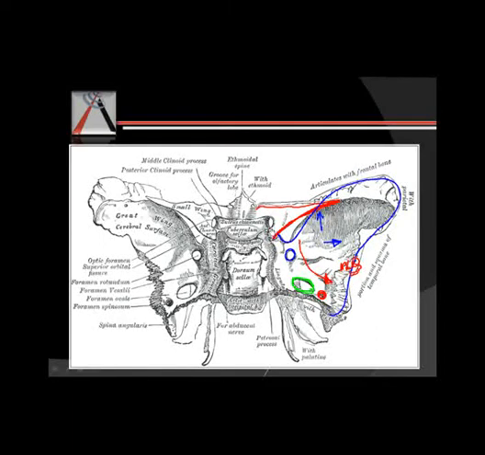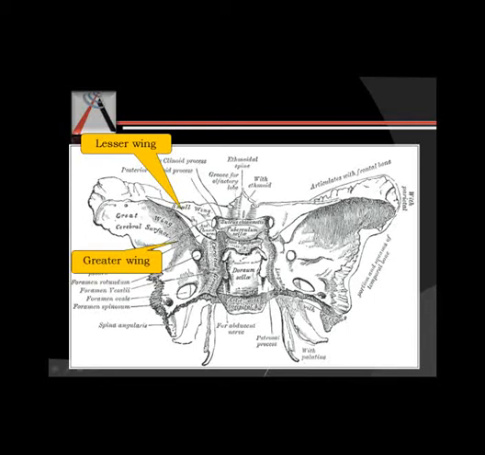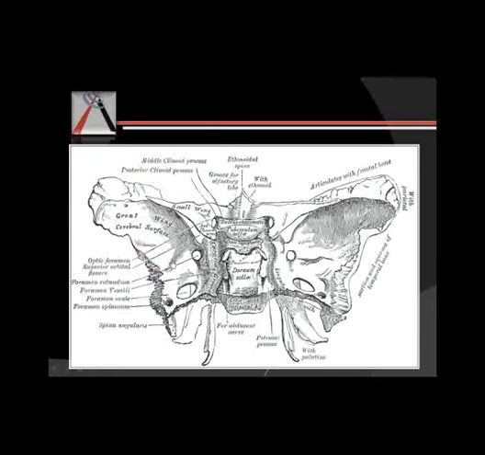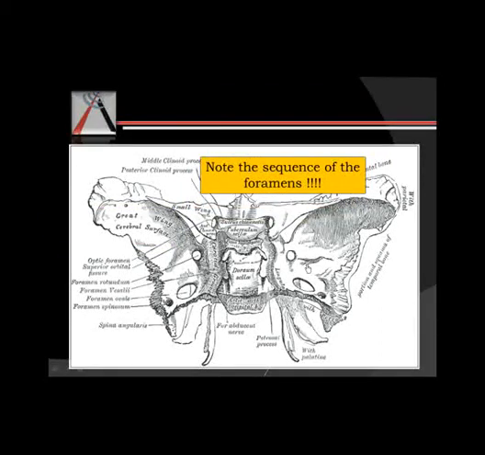If you see here, this foramen is the optic foramen, and here in between this lesser wing and the greater wing, this region is the superior orbital fissure. This is the sella turcica. This is the sulcus for the optic nerve. These are the two pterygoid plates. So this is the lesser wing, this is the greater wing. This is the superior orbital fissure. Note the sequence of the foramen.